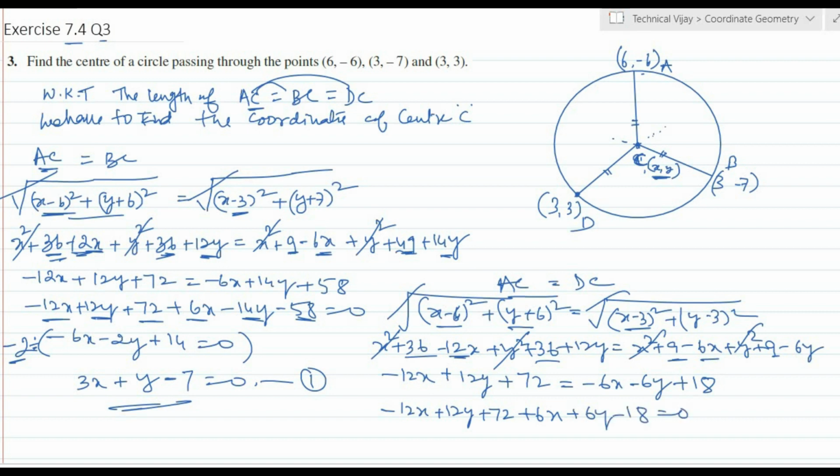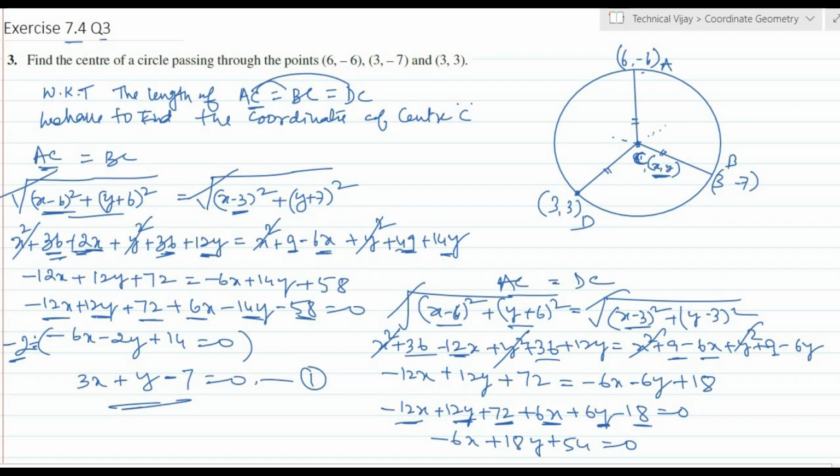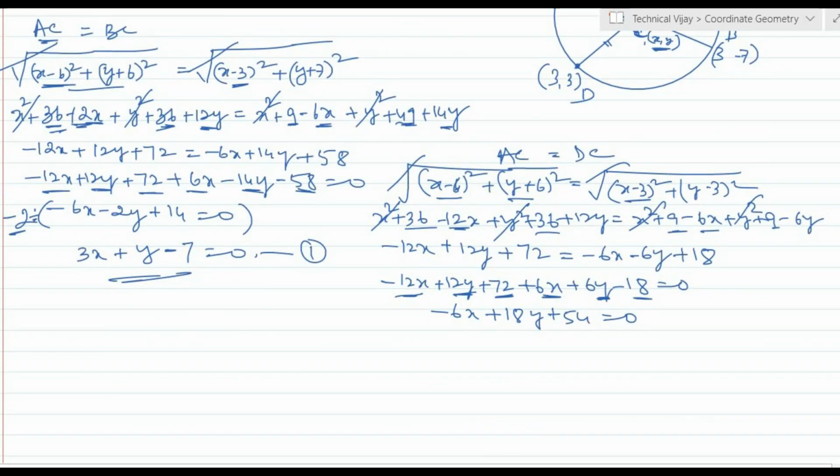We brought all these terms to the LHS. So minus 12x plus 6x is minus 6x, plus 12y plus 6y is plus 18y, and 72 minus 18 is 54, is equal to 0. Now we will divide the total term by minus 6, so x minus 3y minus 9 is equal to 0. This is the second equation. Six 1s are 6, six 3s are 18, six 9s are 54. So this is equation number 2.